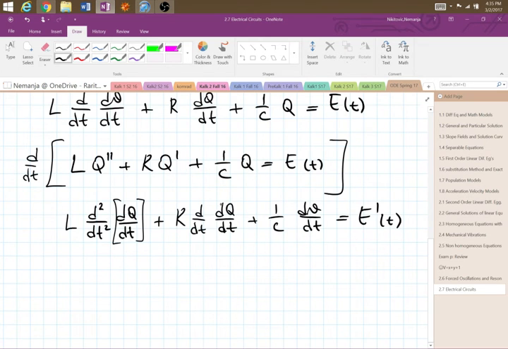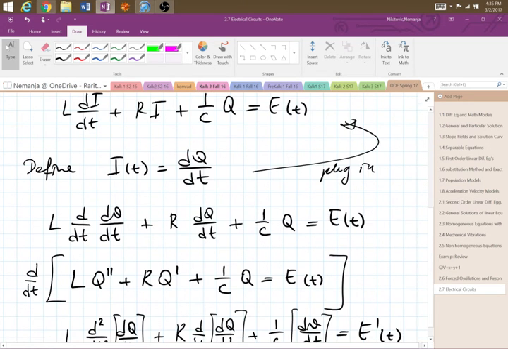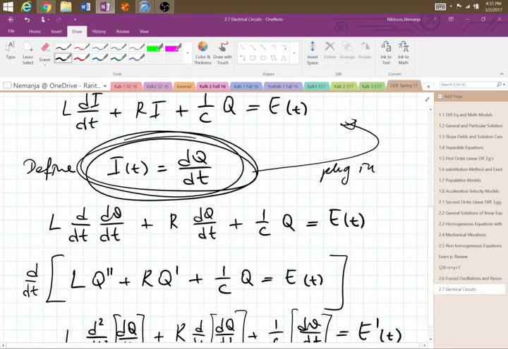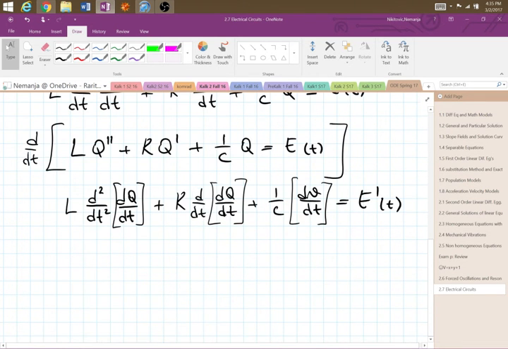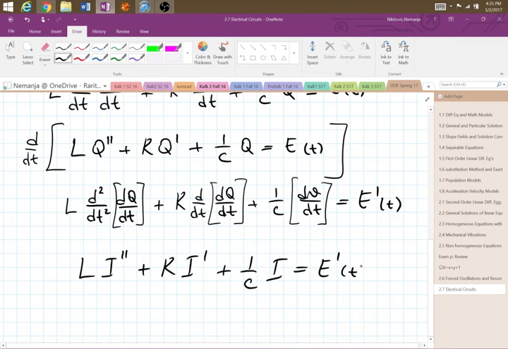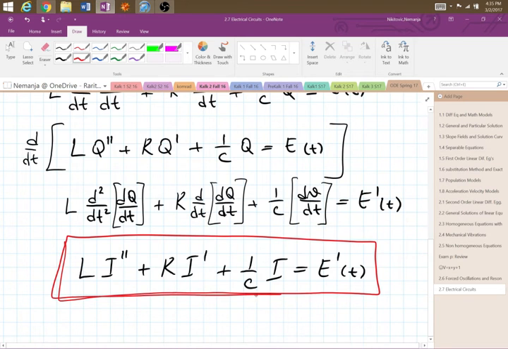So each time where you see this, you know that's I, because we have it over here. So what I'm going to do now is just write this as L I double prime plus R I prime plus 1 over C I equals E prime of t. Here's your boss equation. So we want to do this for currents rather than charge. No one chases charge around, right?